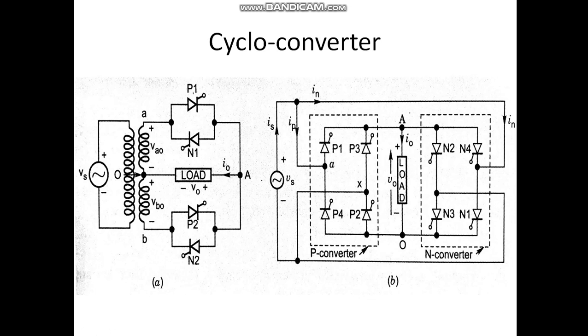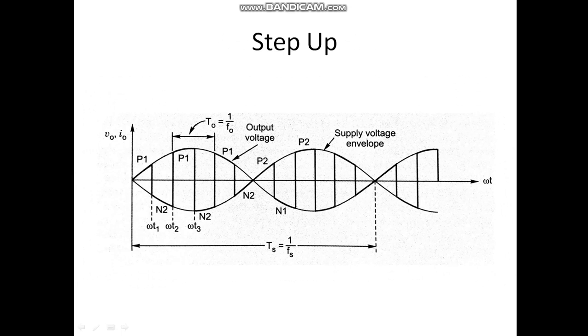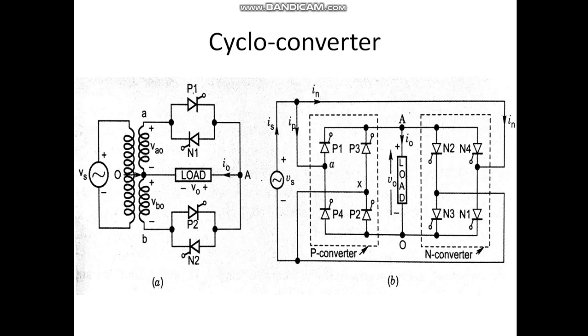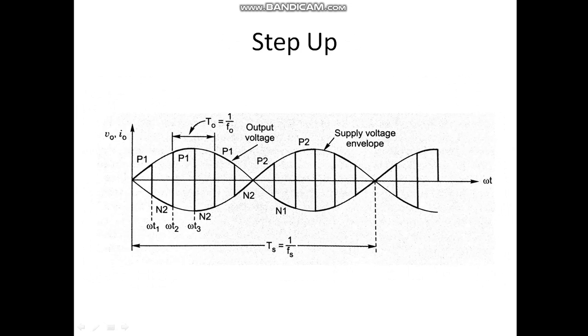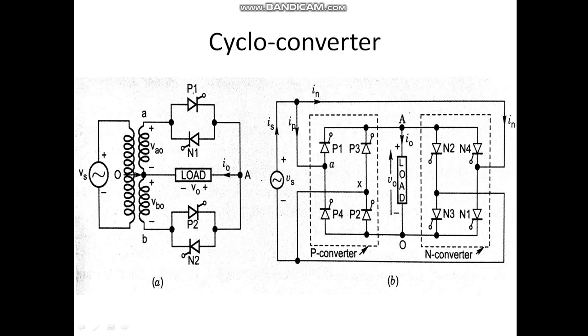Now at omega t equal to 0, at this point, SCR P1 is forward biased. So at omega t equal to 0, SCR P1 is turned on. Now you can see the load voltage is like shown in the diagram: this is positive, this is negative, zero. So the load voltage is positive here, increasing gradually. Now this is the condition.